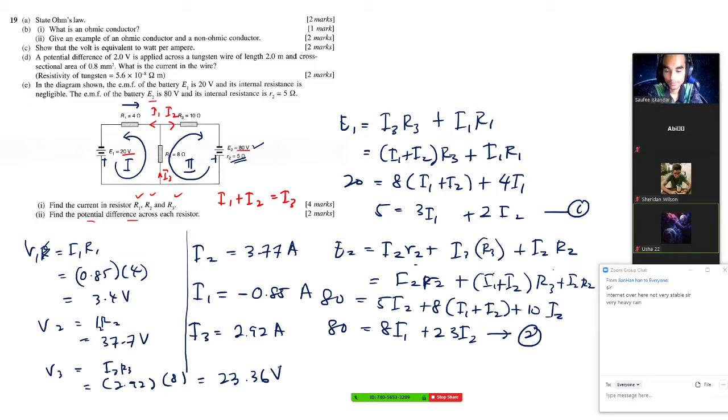So the first thing, when you come across this kind of question, is to find out where the loops are, either clockwise or anticlockwise.